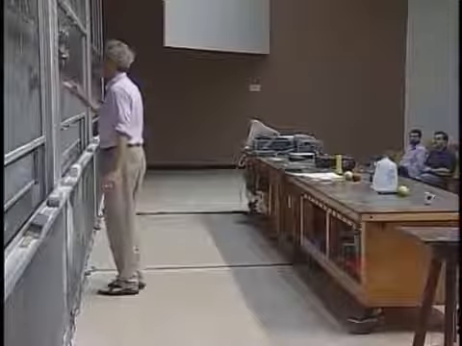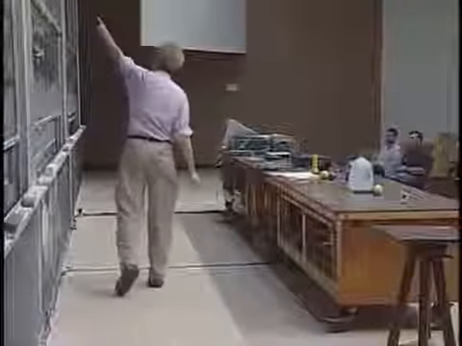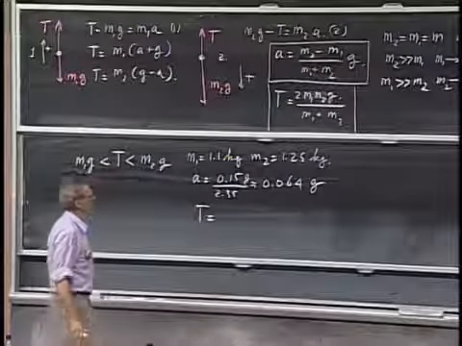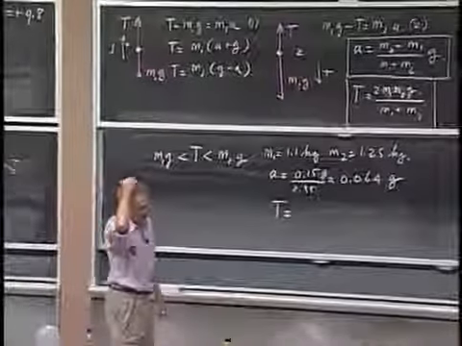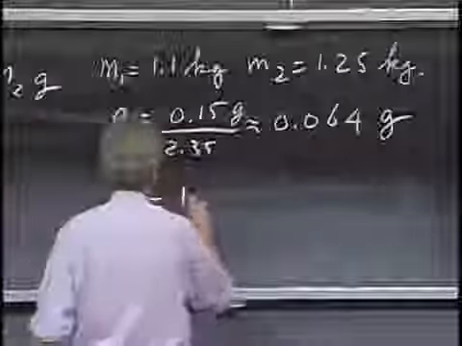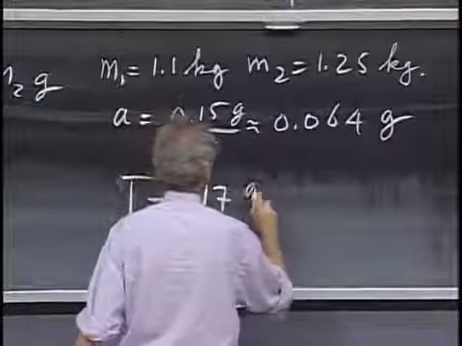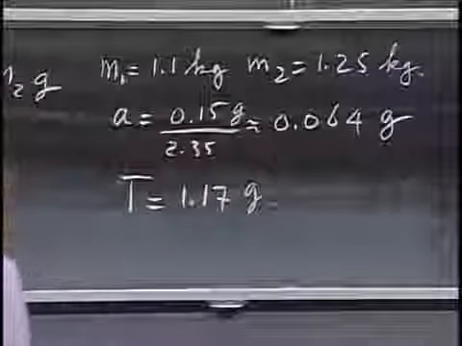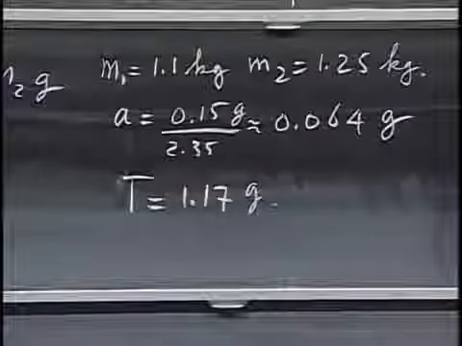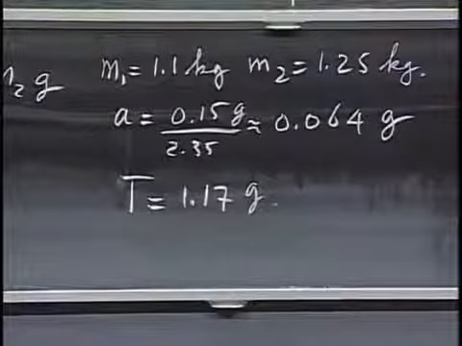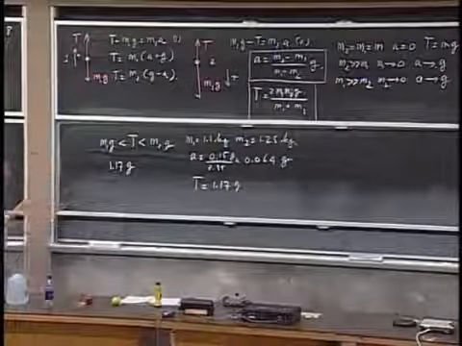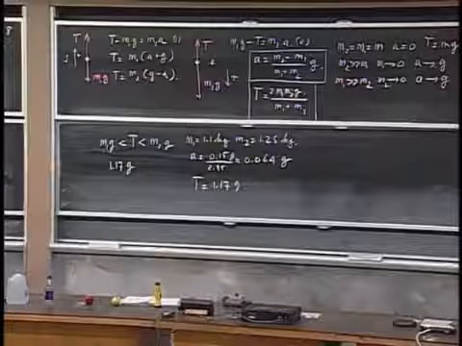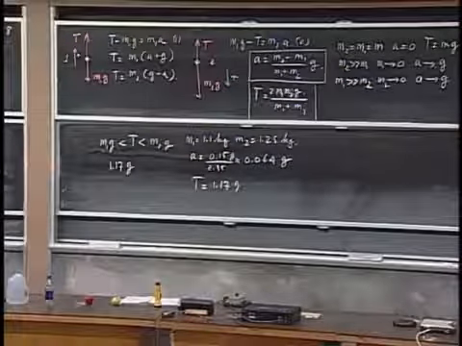What is the tension? Well, I substitute my numbers for m1 and m2 in there. You can take for g 10 if you like that. And you will find that the tension equals 1.17 g. And now, look at what I predicted. They both weigh 1.17 g. That's non-negotiable. That is my definition of weight. The tension on both sides is the same. That's my definition of weight.